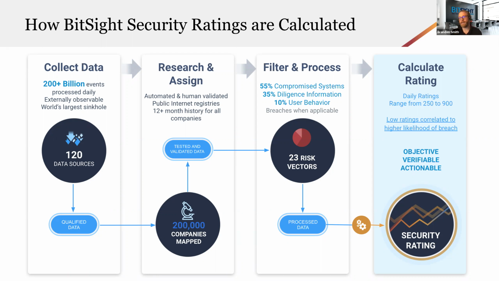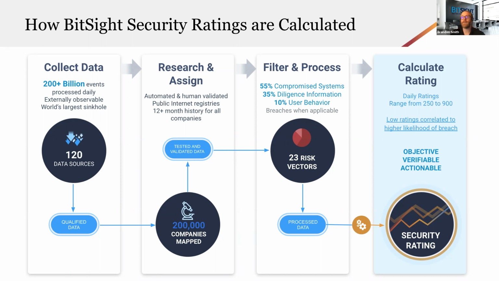So once we've identified what infrastructure belongs to that organization, we can then go back to all those findings that we have and say, okay, we know what assets belong to this company, and we know what findings belong to those assets, so we know what findings belong to the company. We'll break them out into three major buckets. These are going to be overall risk categories. 55% of that is going to be compromised systems. That's going to come from the sinkholing I was talking about at the beginning, so directly observing the communication from those different families of malware that we have sinkholed.